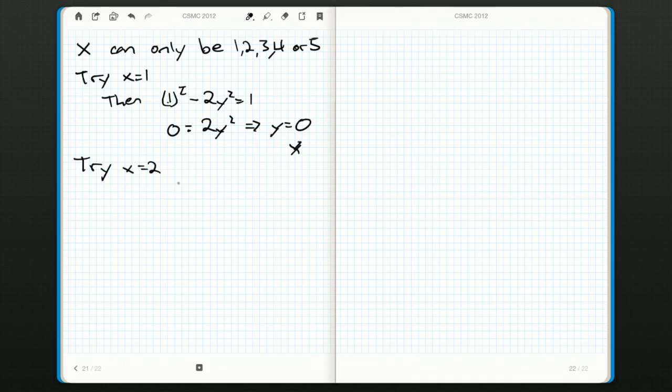How about we try x equals 2? So that tells me 2 squared minus 2y squared equals 1. I can already tell this isn't going to work because we have an even minus an even equals 1. But we rearrange. We bring the minus 2y squared over to this side. This is a 4. We bring the 1 over to this side. So at that point, y is going to be the square root of 3 over 2. So that also does not work. It's positive, sure, but it's not an integer.